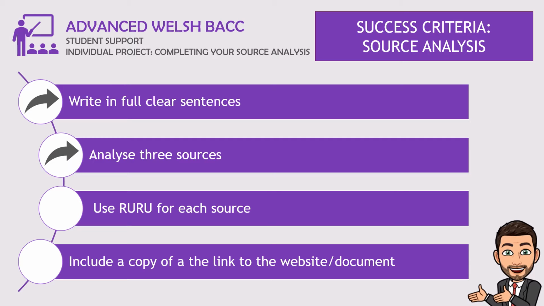You need to analyze 3 sources that you've used for your secondary data or information. You need to apply RURU to each source. A video will be shown in this screencast to support you with that aspect. And you also need to include a copy of the link or URL to the website or document that you've used.